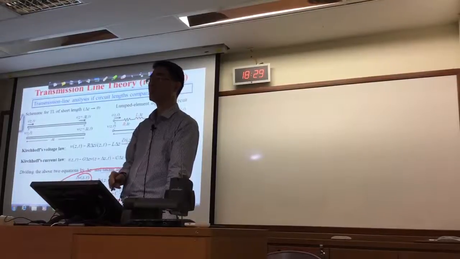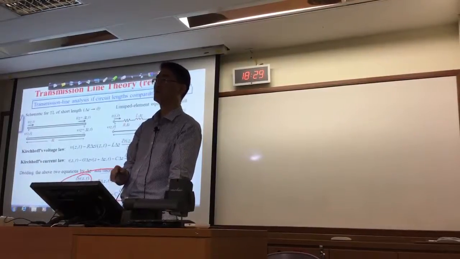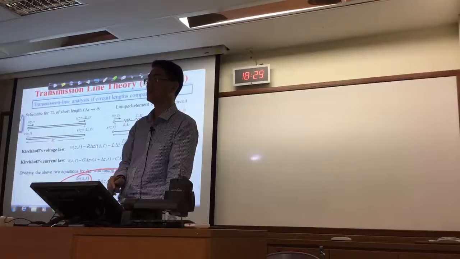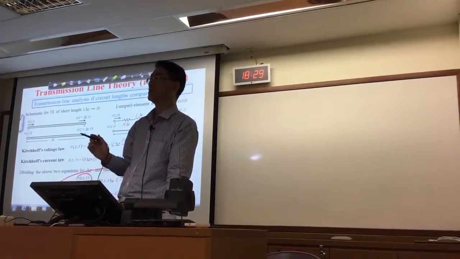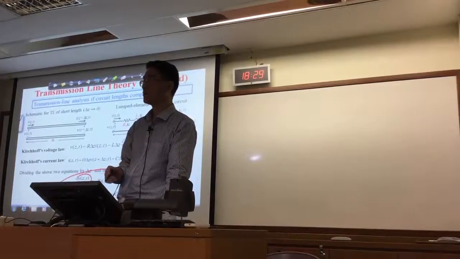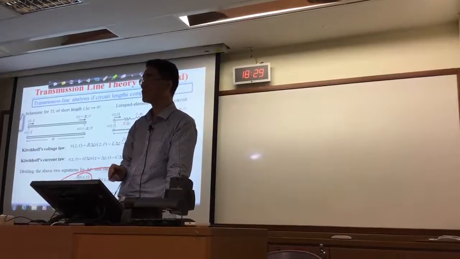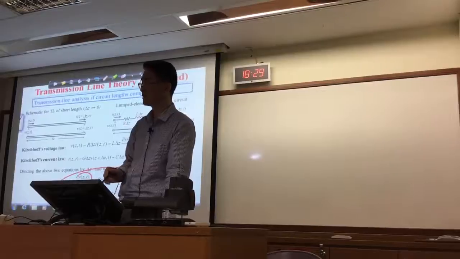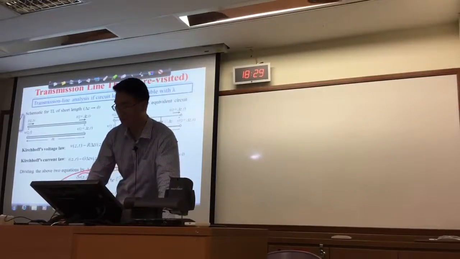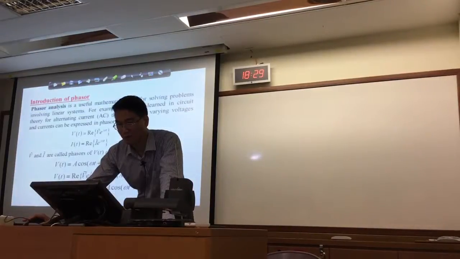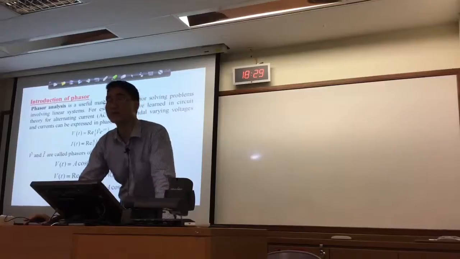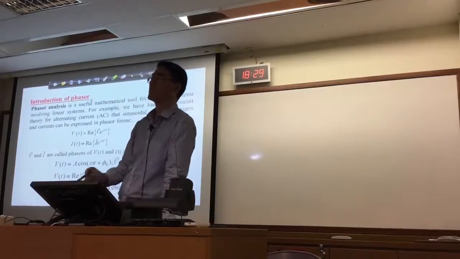So what can we solve? We try to decouple the voltage and the current. The idea is that in one equation we only have one variable. Then we can solve the equation, right? That is the idea. We have the second order wave equation. Also, we introduced the phasor form before.